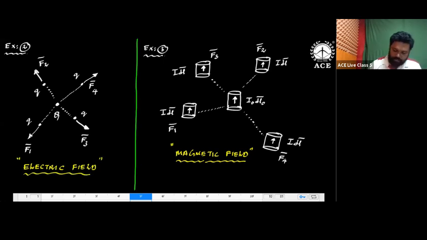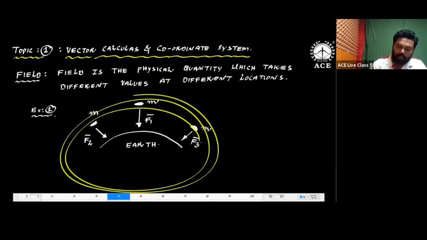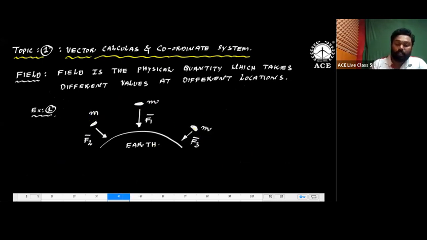Let me go back. Here is the earth surface. If I bring some object here, this is a well-known example for us. At the different points, the force experienced is different. Then you can say that the earth is surrounded by what is called a gravitational field. What is it? Gravitational field.